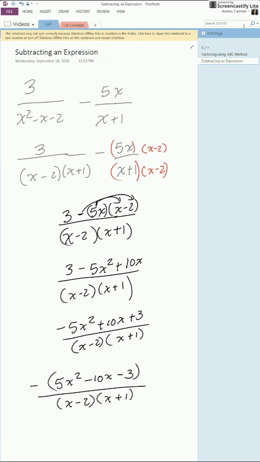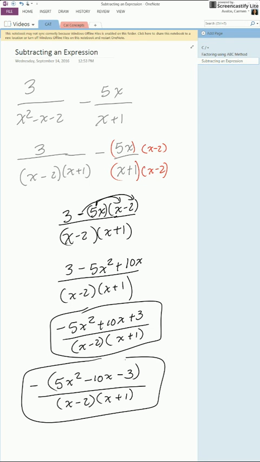So you could either leave it like this, or this one is also acceptable, but you don't need to go to this extra step. You could just leave it right there, because there's nothing you're going to be able to factor to get the x minus 2 and the x plus 1. Okay.